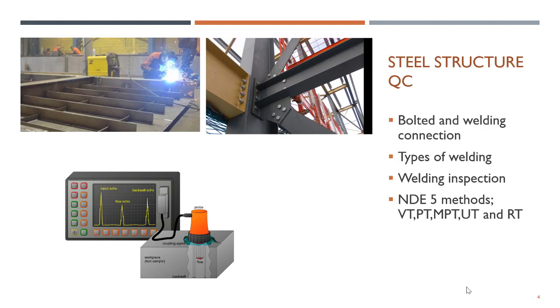Then we go through the types of welding. We need to define the difference between them, and what we are using in the steel structure. And also we discuss the symbol of the welding. How can we read the symbol of the welding itself?